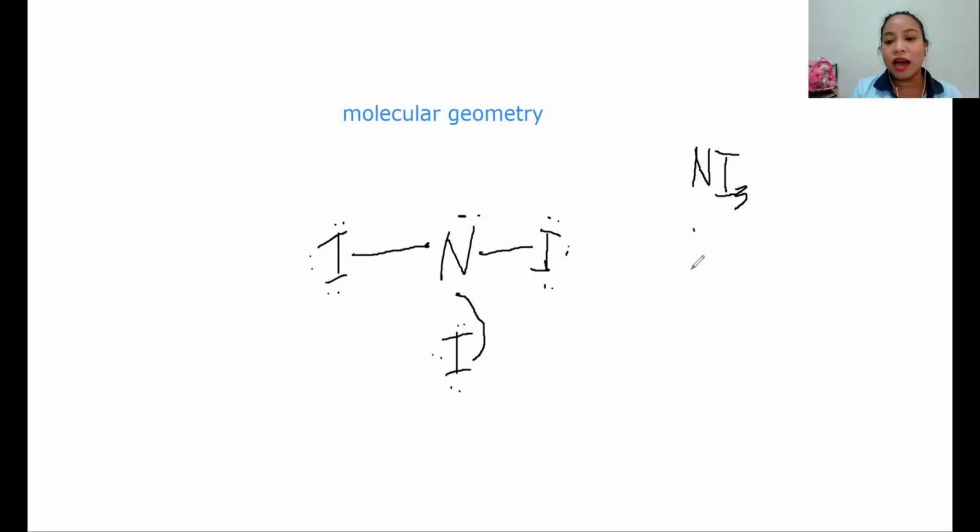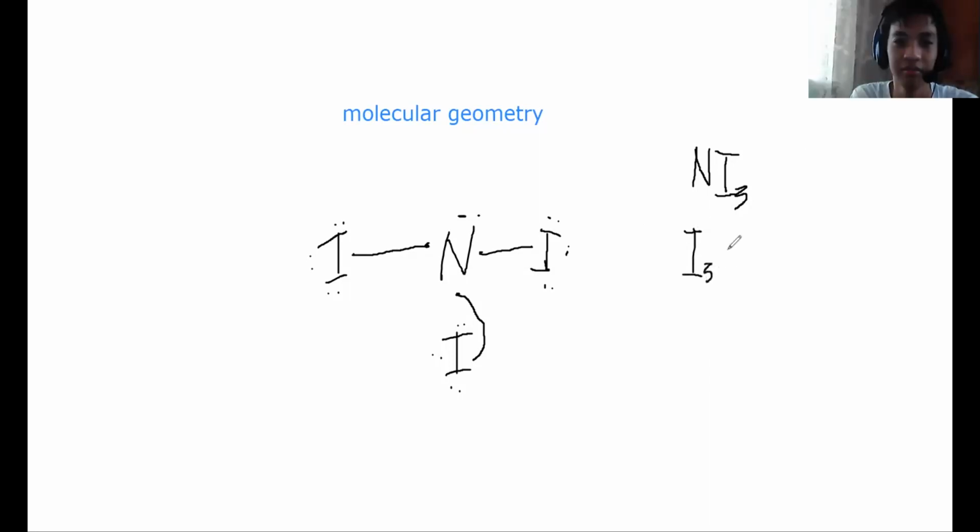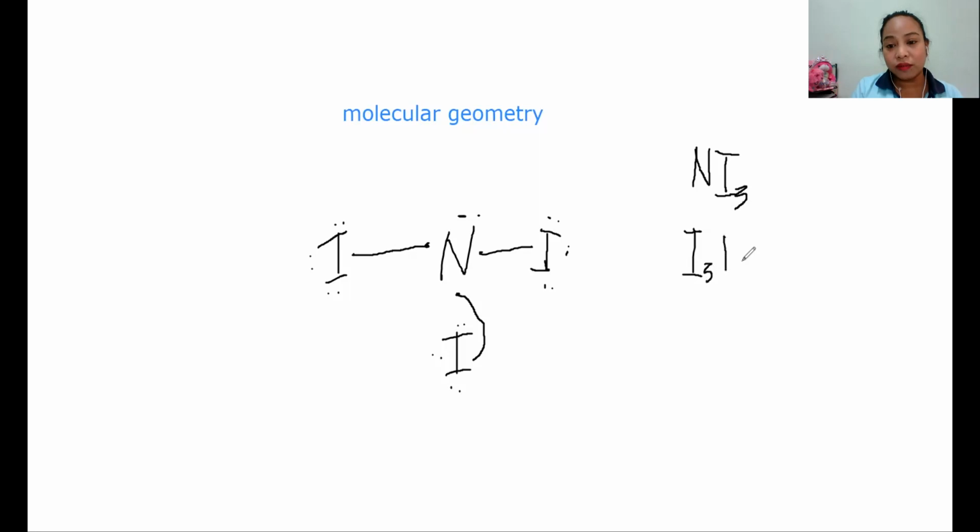You can also write it as I3N. Okay. If we base it on electronegativity value, I still consider it. But if we base it on the molecular geometry, our central atom is nitrogen.